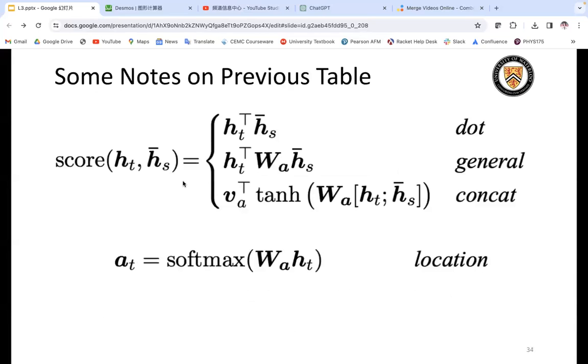Now let's look at some notes on the previous table. We can see that the score of HT and HS can be computed in many different ways. For example, dot product, or more generally, we can insert a matrix WA into the expression, or you can use the concatenation, which is some matrix VA transpose multiplied by hyperbolic tangent of WA multiplied by the concatenation of HT and HS. Or we can use the location score, which is equal to the softmax of WA multiplied by the hidden state HT.